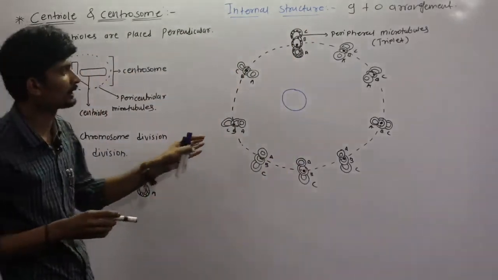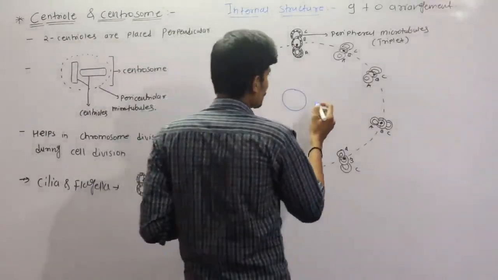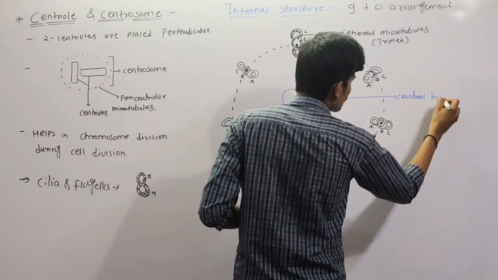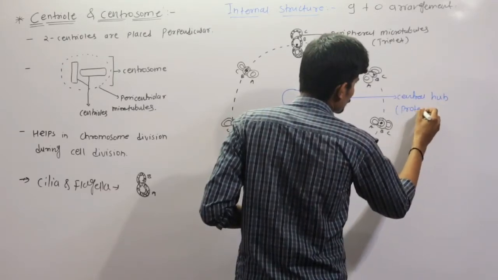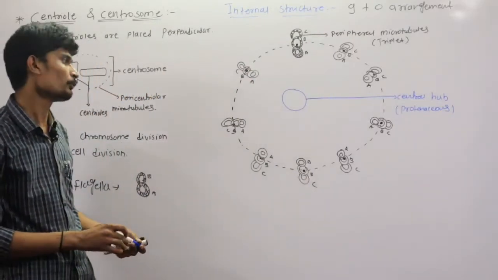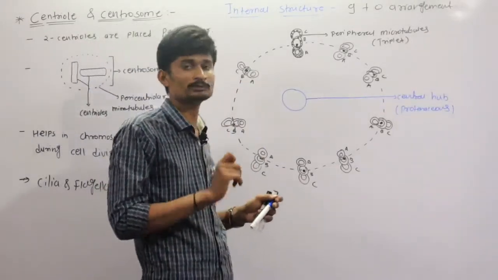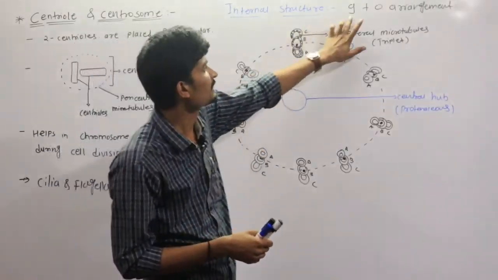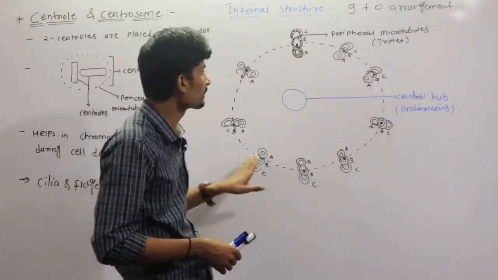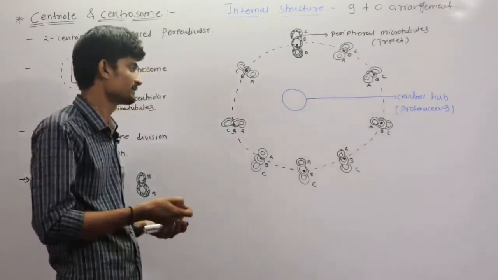Okay? So these are a total of 9 peripheral microtubules, and at the center there is no microtubule. There is a proteinaceous structure, which is called the central hub, which is made up of proteins. So there is no central microtubule. That's why this arrangement is called 9 plus 0. 0 means there is no central microtubule. Only at the periphery there are 9 microtubules, present in the form of triplets.